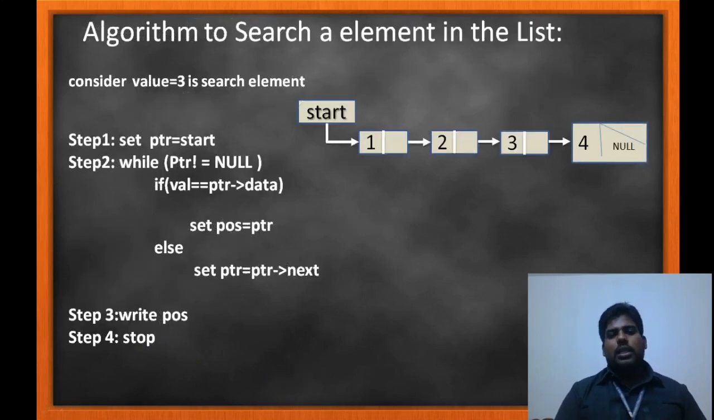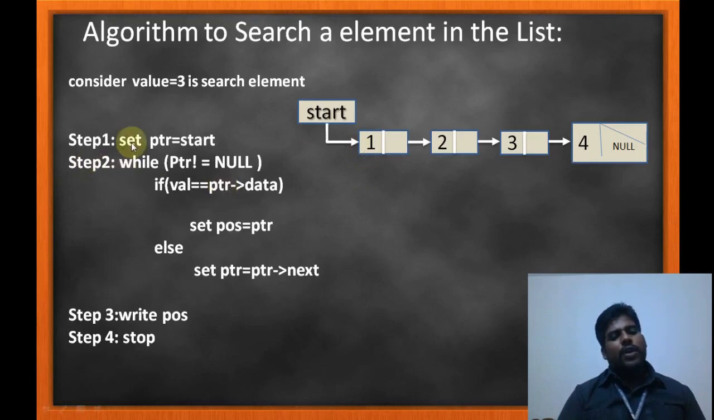So the next one is searching an element in the list. This is the algorithm to search an element in the list. For example, if you see this linked list, how many nodes are there? 4 nodes are there: 1, 2, 3, 4. This is the start and this is the ending node. Here consider your search element value is 3. So this algorithm is to search whether the 3 is present inside the linked list or not.